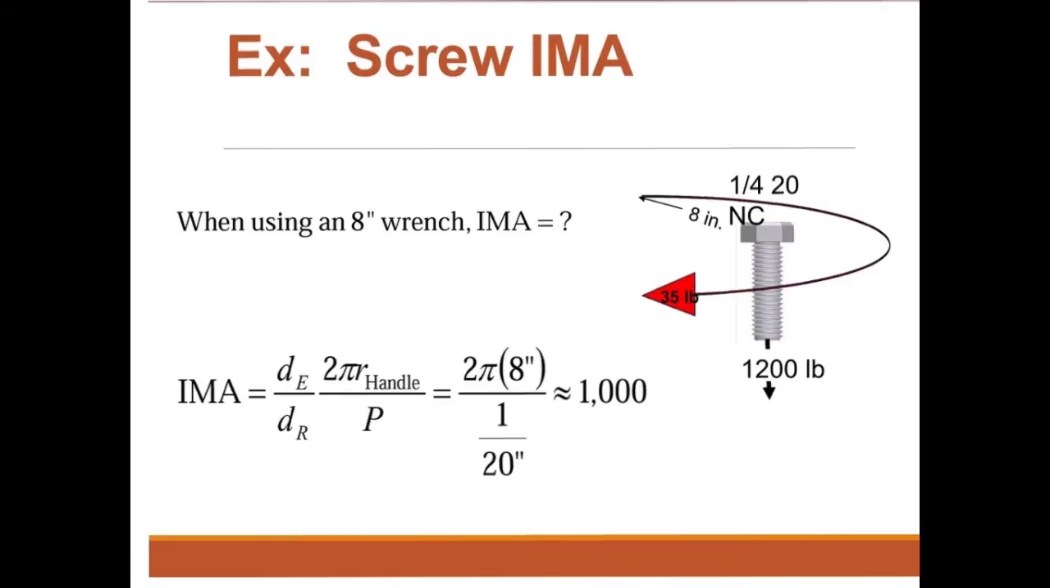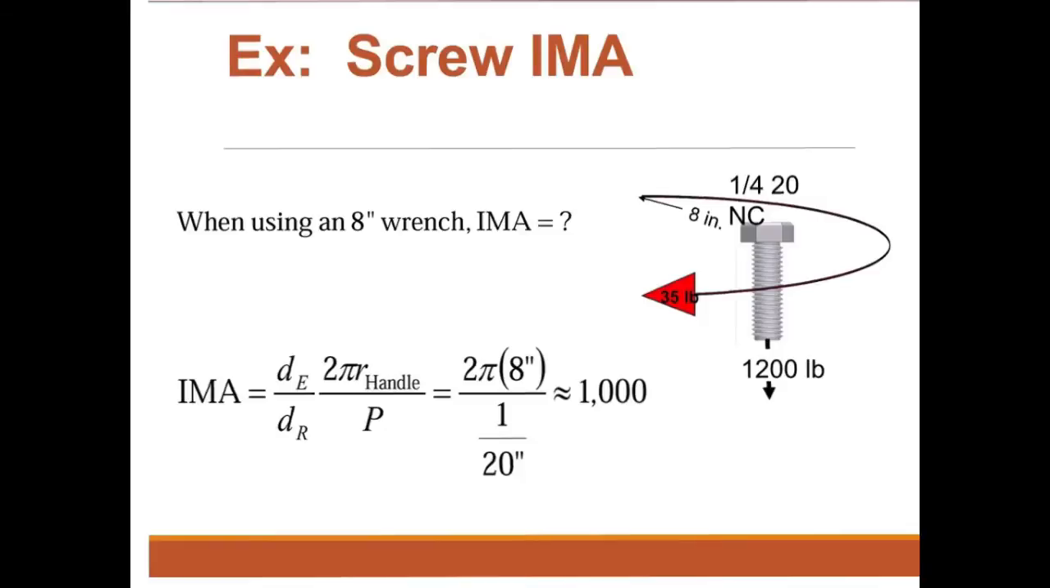If I use a wrench that is 8 inches long, then I can plug it in and find my ideal mechanical advantage. So 2 times pi times 8 inches divided by 1/20 of an inch. And that's going to be approximately 1,000. So you can see that this is a very large ideal mechanical advantage compared to the other simple machines we've been working with.